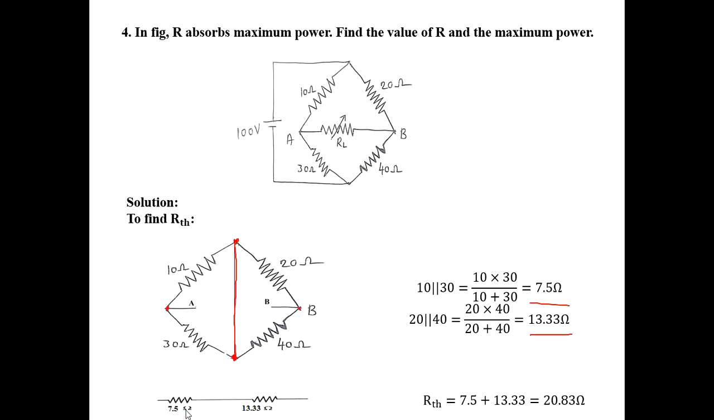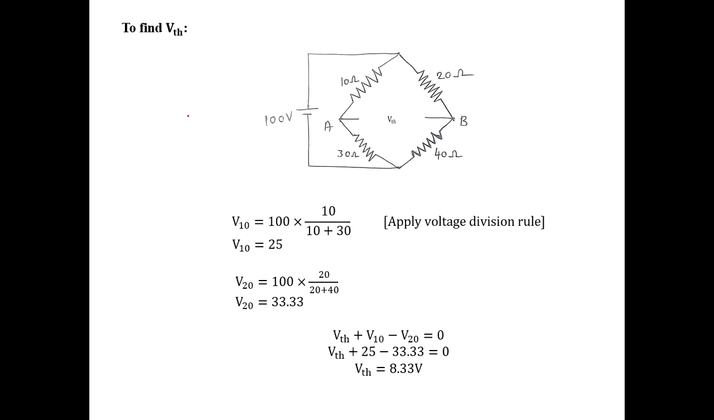Next, this 7.5 ohm and this 13.3 ohm combined: these two are connected in series, because they have only one common point. Series means we just have to add the resistors. We got the value 20.83 ohm. Next we have to find the VThevenin. To find the VThevenin, just remove the load resistance.